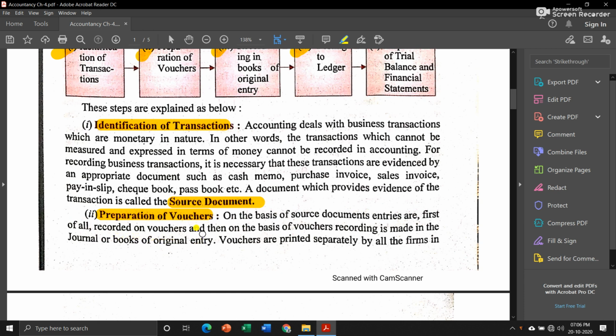Now after we have the source document, what we will do is we will prepare vouchers. We will record that information of particular transaction in vouchers, and from those vouchers we will be entering those transactions in journals or books of original entry. Now vouchers are printed separately by all the firms. In that voucher, or you can say that document, the name of the firm will be there, address, and every information related with the business will be mentioned in that voucher.